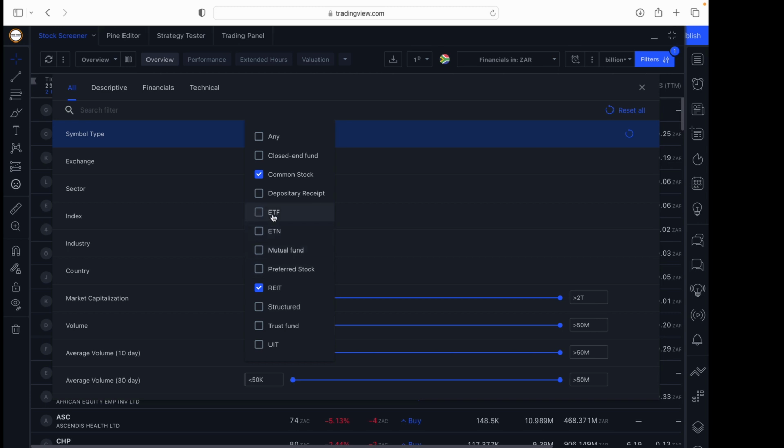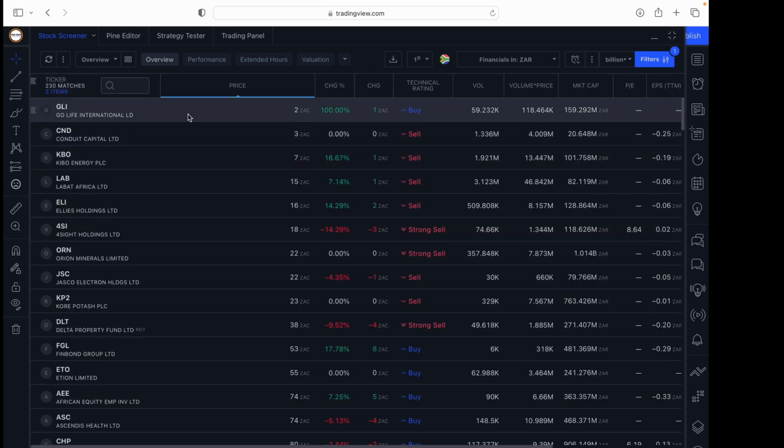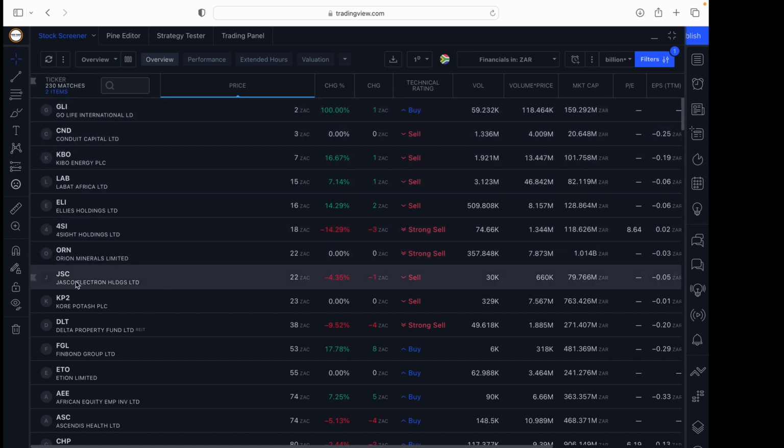Remember, the ETFs do pay dividends as well, and some of the preferred stocks also pay dividends, but most investors are ordinary stock investors, which is called common stock in the US. In South Africa, we know that as ordinary shares, so we're more interested in ordinary shares. We're going to stick to real estate investment trusts, because some of them are also seen as common shares. So what we are left with now is 230 companies based on that filtering of common shares and real estate investment trusts.